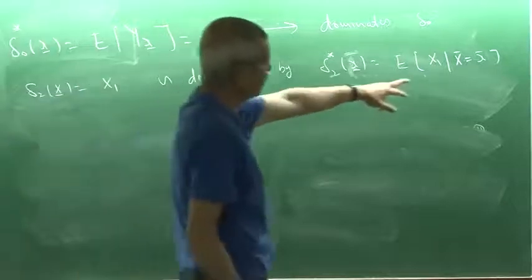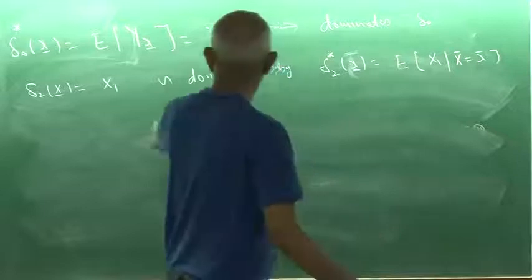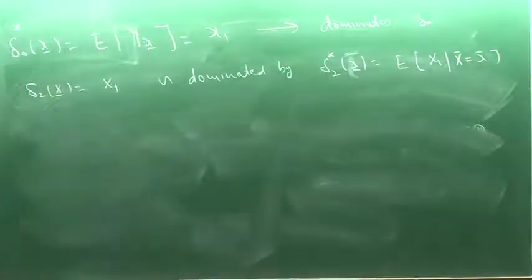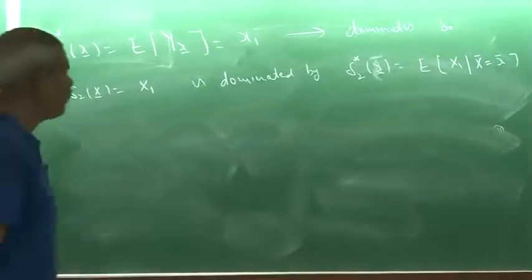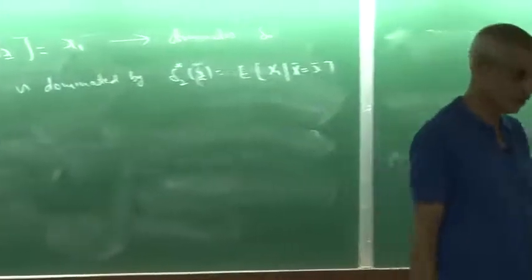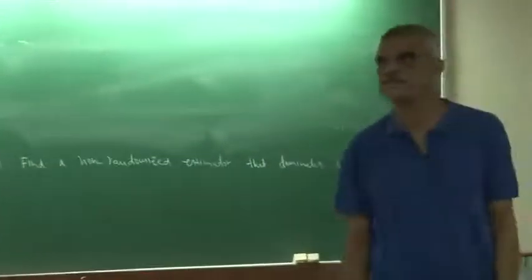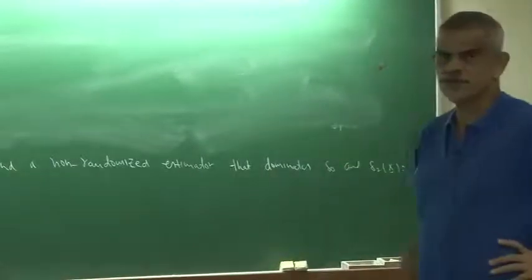Condition on the complete sufficient statistic and take the expected value of the given estimator. Of course, we knew that it does not depend on theta, so it is a proper estimator. Why? Because x bar is sufficient, so the conditional distribution of x1 given x bar will not depend on theta. So it is a proper estimator. You need to consider the conditional distribution of x1 given x bar.